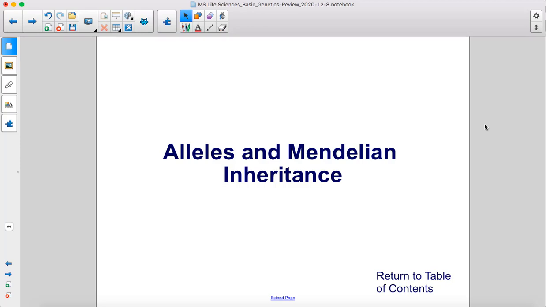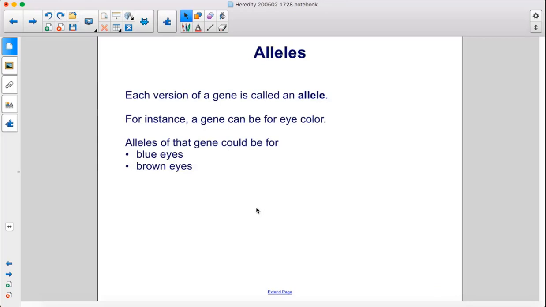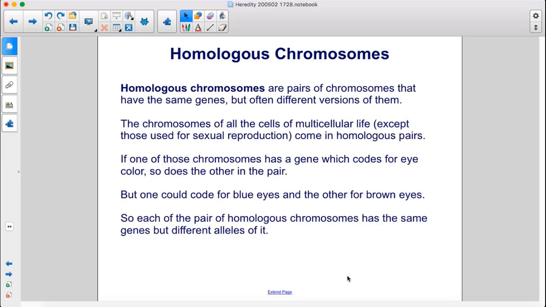Alleles in Mendelian inheritance. Each version of a gene is called an allele. For instance, a gene can be for eye color. Alleles of that gene could be for blue eyes or brown eyes.